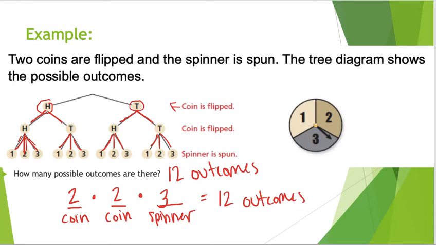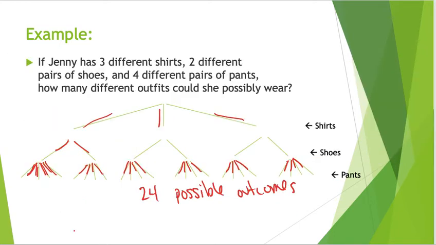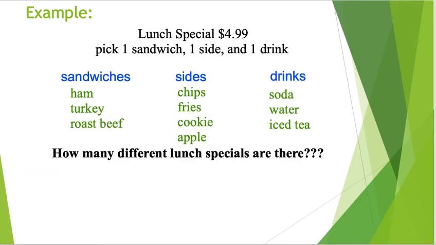Applying this to our example of picking out an outfit, we have 3 different shirts to choose from, 2 different pairs of shoes to choose from, and 4 different pairs of pants to choose from. If we multiply 3 times 2 times 4, we end up with 24. So we would have 24 possible outcomes. Much simpler doing it this way than creating the tree diagram and counting all of the branches on the tree diagram. Let's look at one more example.